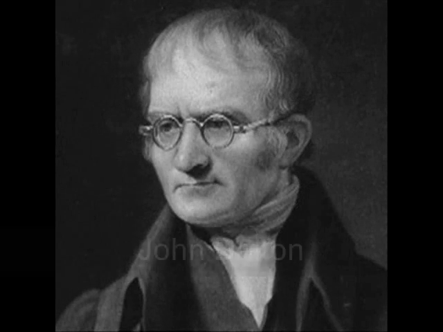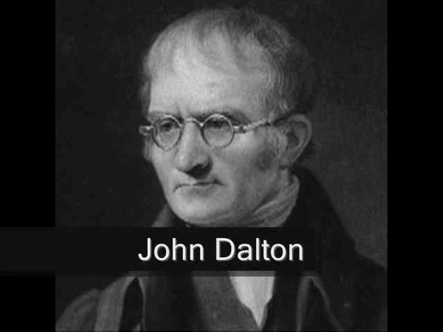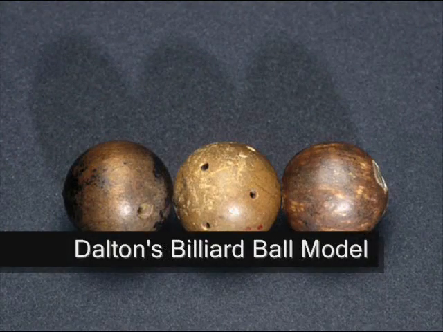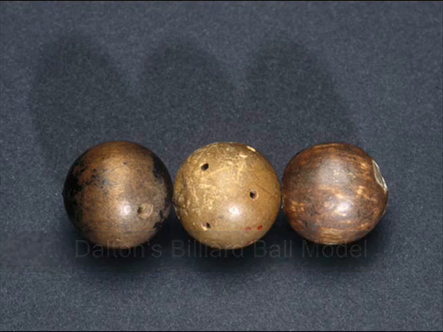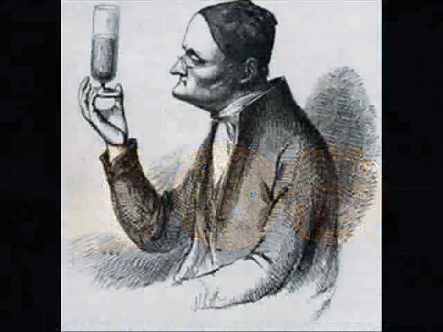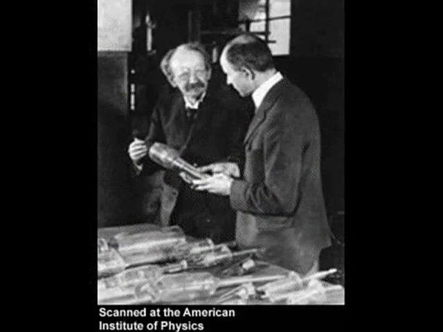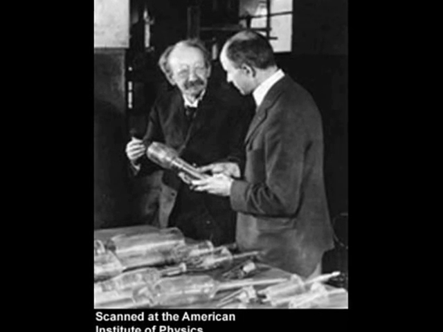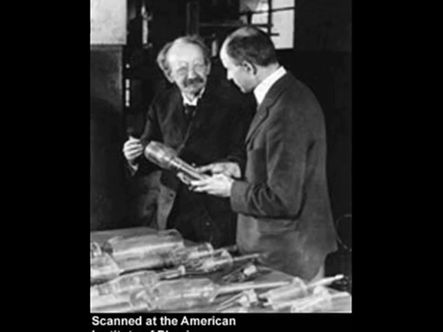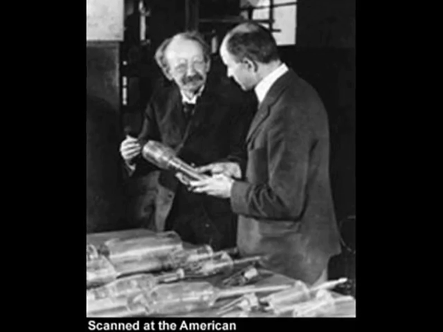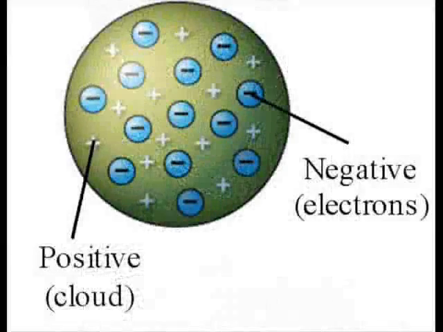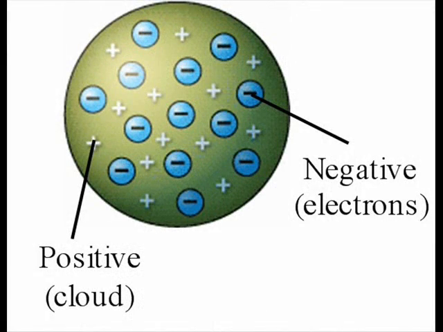Since 1805, Dalton's billiard ball model described atoms as indivisible spheres with constant density throughout. His theory also recognized the atom as the smallest particle of matter. Nearly a century later, Joseph John Thomson proved Dalton's theory false, as he was able to split the atom into negatively charged particles, called electrons, and positively charged particles.